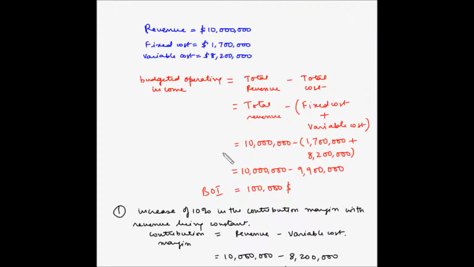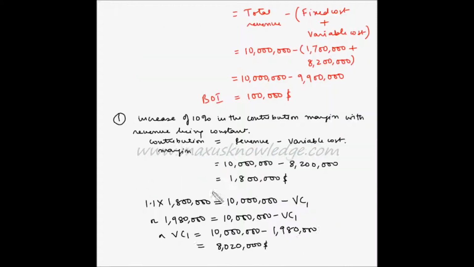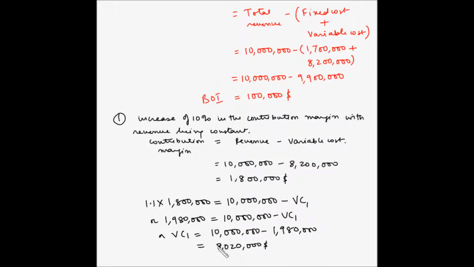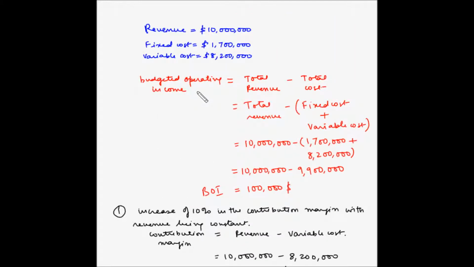So the original variable cost given to us was $8.2 million, but if there is a 10% increase in the contribution margin, then the variable cost changes to $8.02 million. So now we have the revenue as 10 million, fixed cost as 1.7 million, and the variable cost as 8.02 million. So now with this change in the variable cost, we have to find out the budgeted operating income.